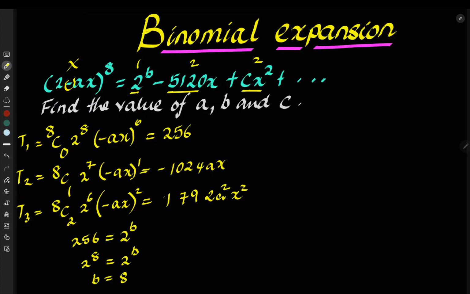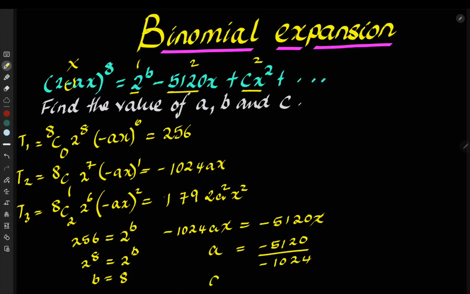And we go ahead and do the same thing for the second term. So negative 1024ax will be equal to negative 5120x. So then the x will just cancel out. And we can divide by, in this case, negative 5120, then divide by negative 1024, and that will give us the value of a is equal to 5. Now we've got the value of a.